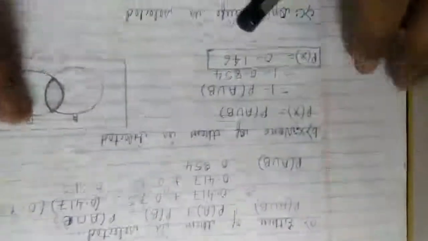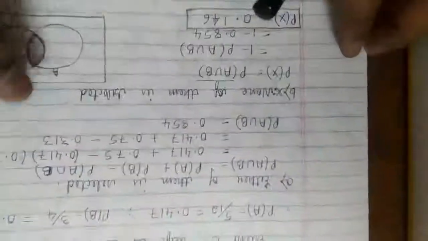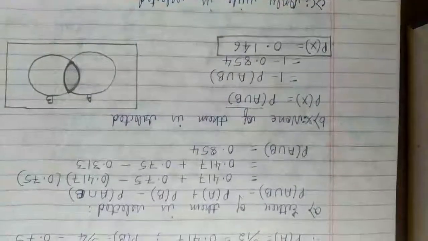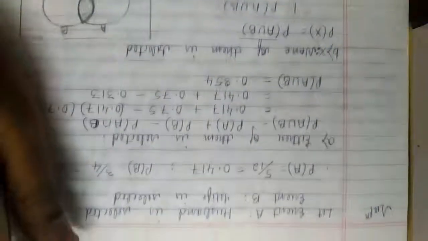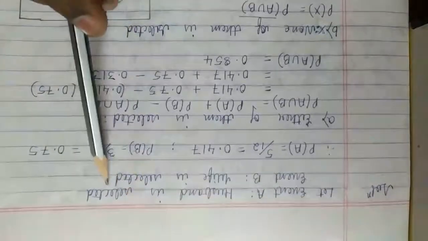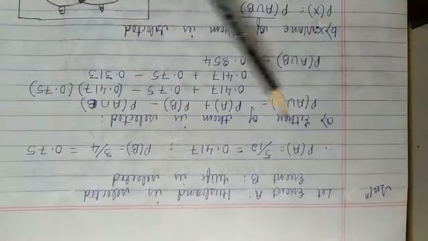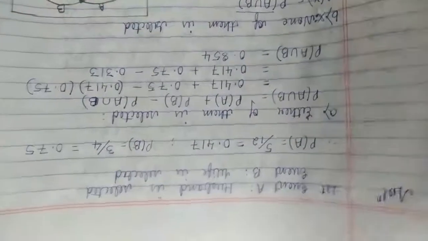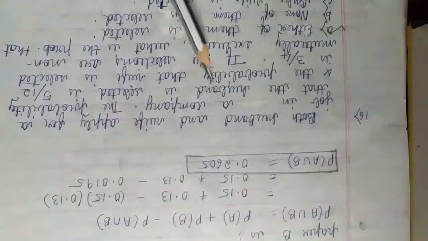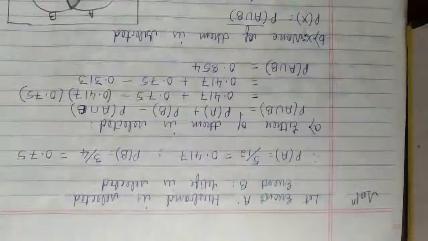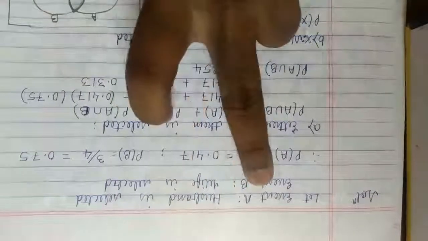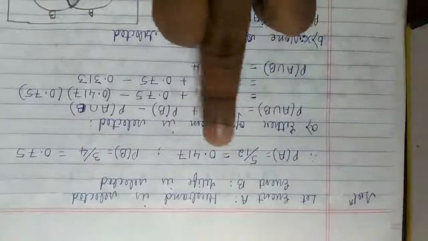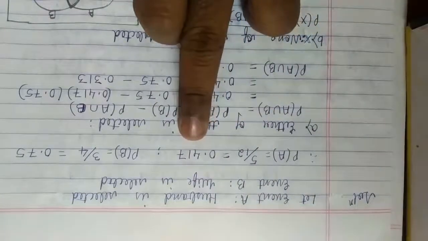So event A, husband is selected. Event B, wife is selected. Event A can happen with a probability of 5 upon 12. From where have I taken 5 upon 12? This is given in the problem. The probability that the husband is selected is 5 upon 12. So the probability that the husband is selected is event A, and that is why probability of A is 5 upon 12. If you divide, you will get 0.417.